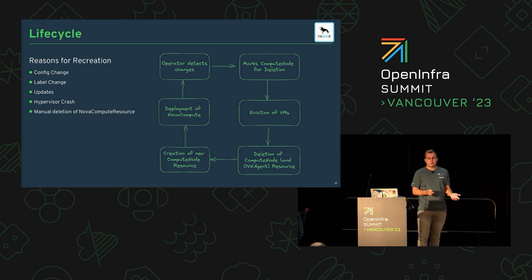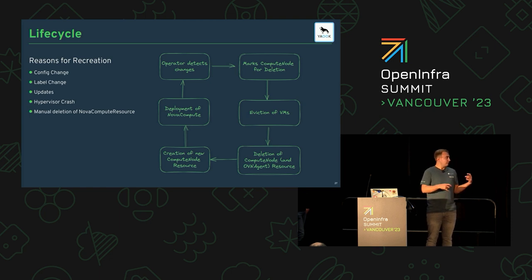Or you want to update your nodes, or what can always happen, your hypervisor just crashes. In this case, Yaook would also start an eviction process of the node to get all the customer workload removed. And of course, you can always manually delete the compute node, which would always trigger this eviction workflow. So if now something changes, the operator detects the changes and marks this compute node for deletion, and all the VMs on there would start to be evicted. And when they are gone, the Nova compute node would be deleted and the OVN agent as well. And then the node is empty and can be redeployed with a new Nova compute node resource, and everything starts from the beginning.